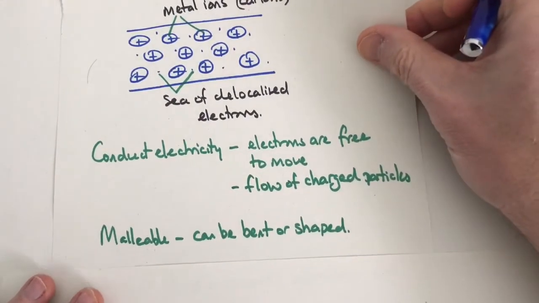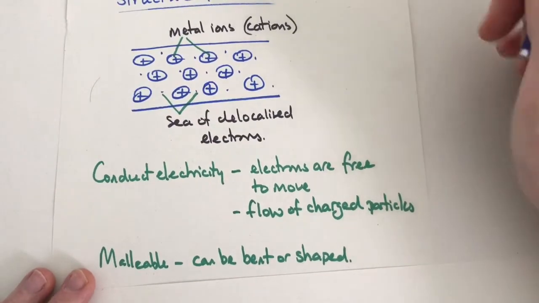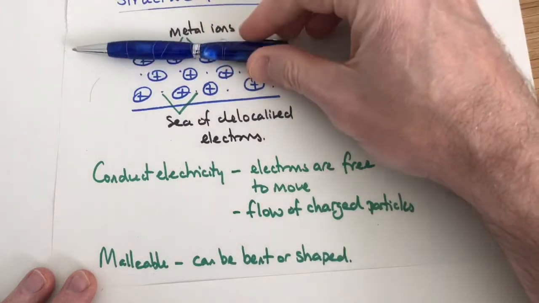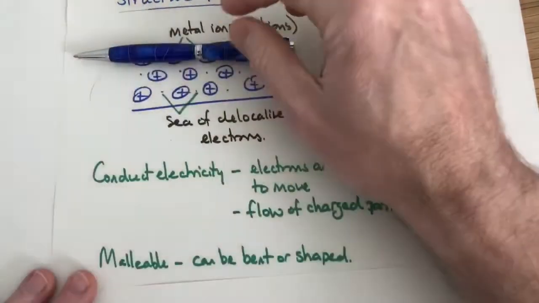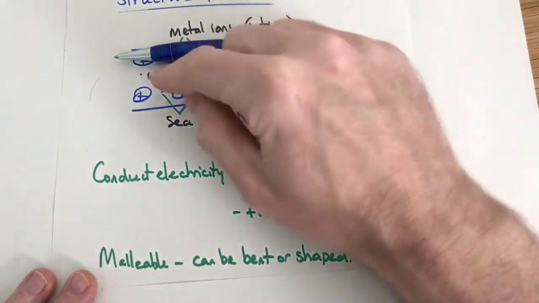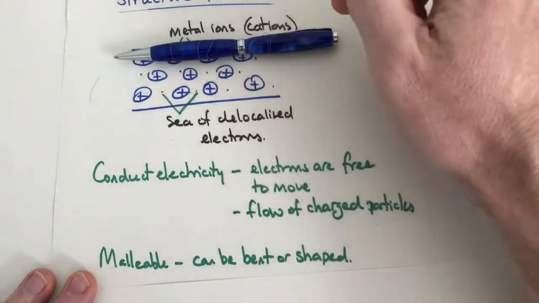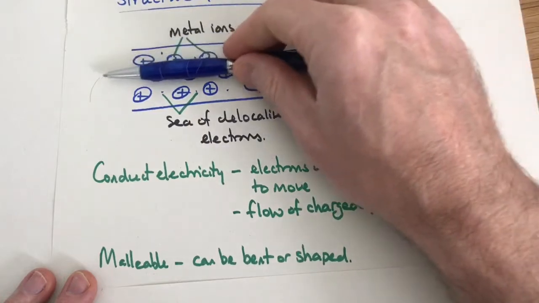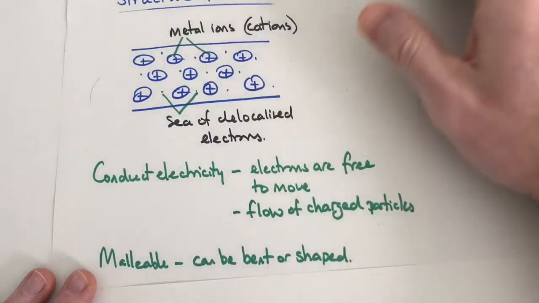Next one is malleable. Malleable just means can be bent and shaped. If you think about this structure, these are in layers. So if I was to get this layer here and hit it with a hammer, the whole layer will slide without destroying the bonds that already exist, and therefore metals can be bent and shaped because the layers are able to slide over each other without destroying the structure.